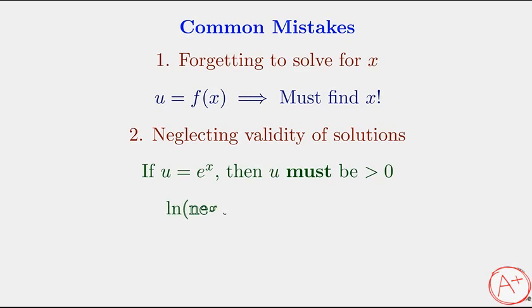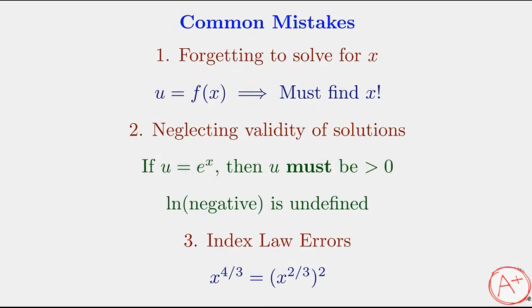Third, errors in index laws during the setup phase. When you see x to the power of 4/3, you must correctly identify it as the square of x to the power of 2/3.